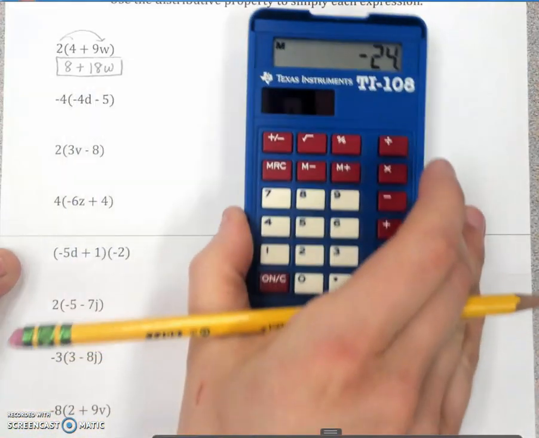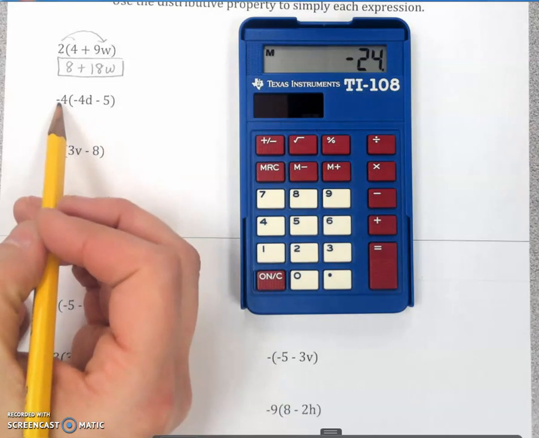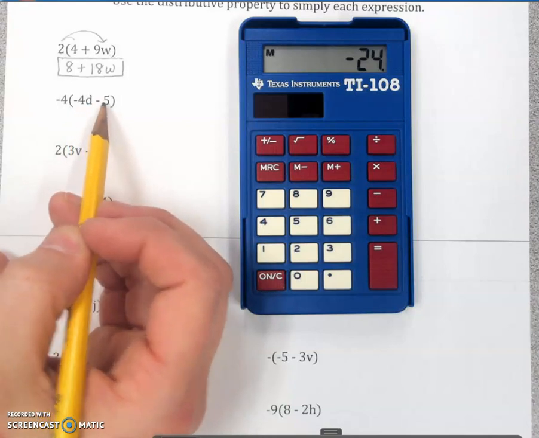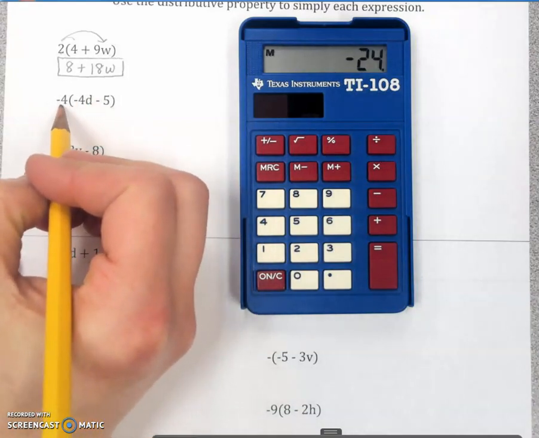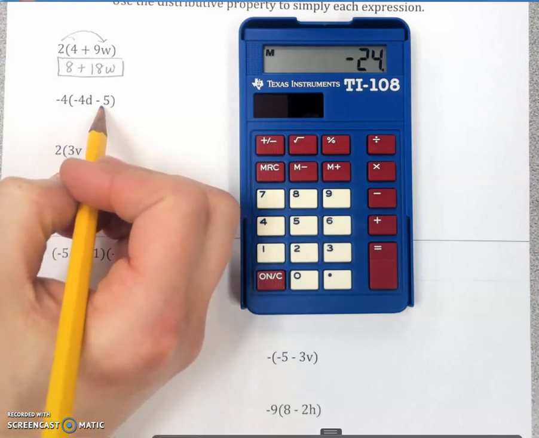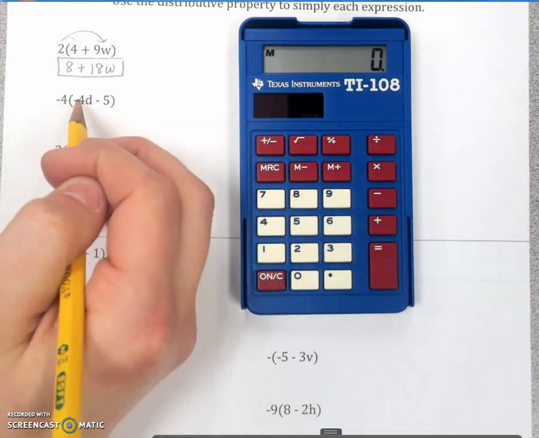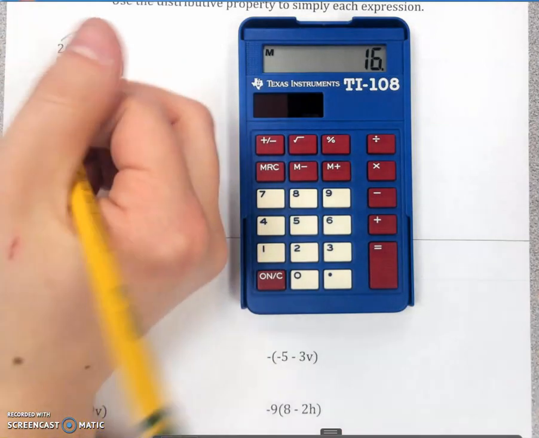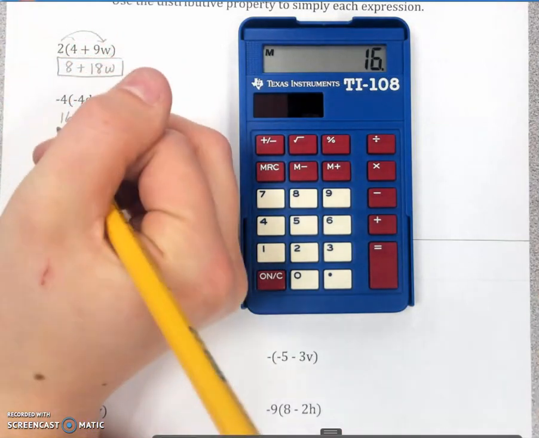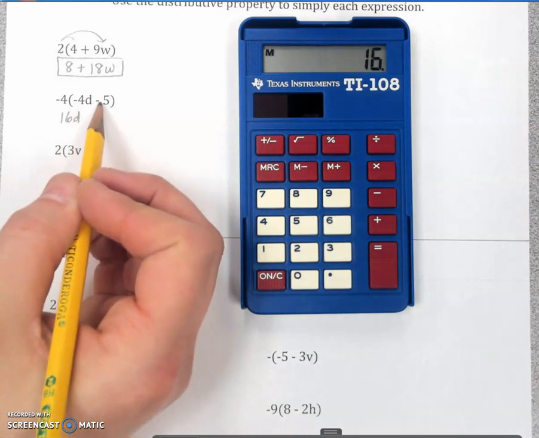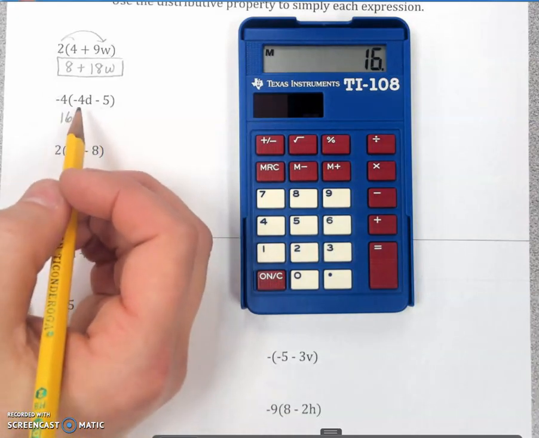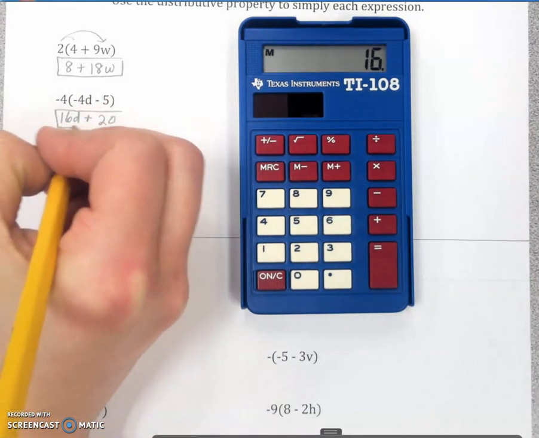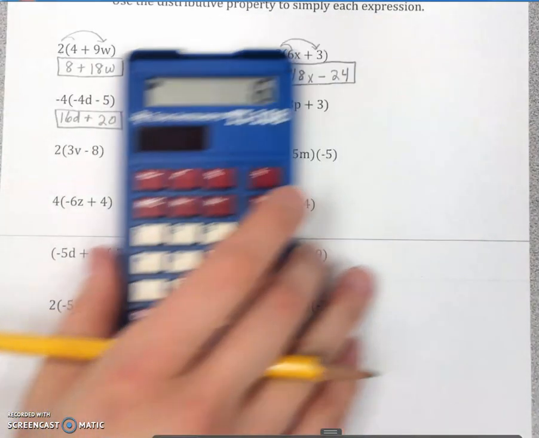Okay, let's do some more together. With distributive property here, it's negative 4 times d minus 5. So I'm going to distribute that negative 4 to my negative 4d and my negative 5. Negative 4 times negative 4d is a positive 16d. That makes sense because a negative times a negative is positive. Negative 4 times negative 5: 4 times 5 is 20, and a negative times a negative is a positive, so positive 20. That is your answer. Okay?